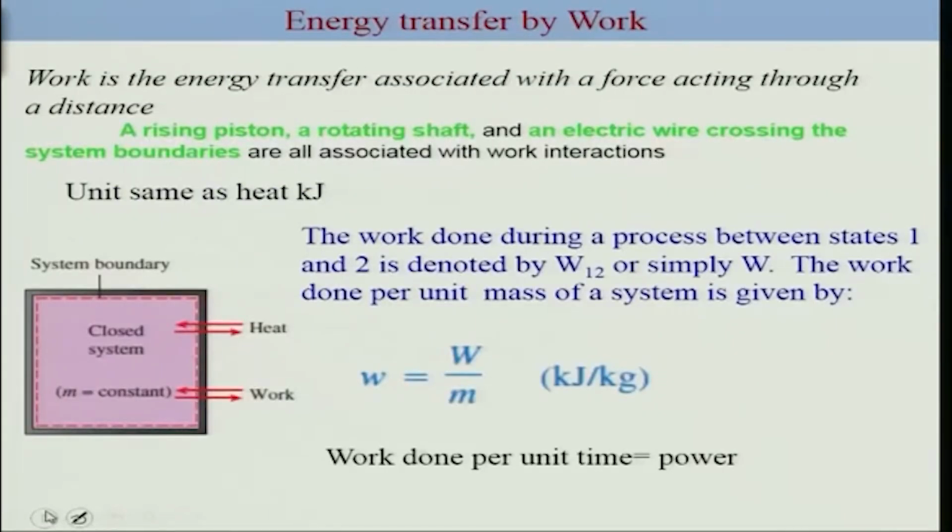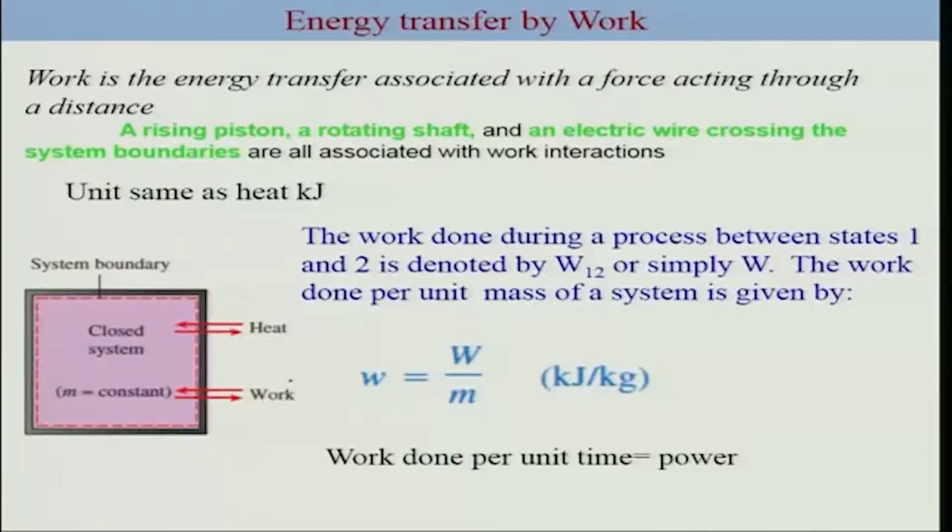So work, like heat, is an interaction at the boundary between the system and the surroundings. If you consider a closed system, and if there is energy transfer, and it is not due to the heat, then it has to be due to the work. So energy transfer due to heat is due to the difference in temperature. So if there is no temperature difference and if there is energy transfer, it has to be due to the work, and that's what we talk about. So you have this heat and work for a closed system, and if there is no temperature difference, then energy transfer has to be due to work.